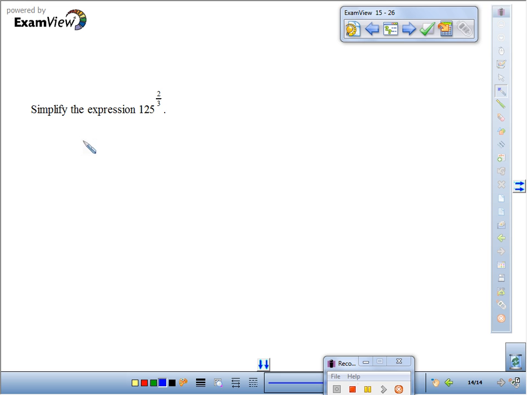15, it says, simplify the expression 125 to the 2/3. I'm going to write it big so you can see it. 125 to the 2/3. So now, that's 15, right? Yeah. No, I said 15. Here we go, 15. I need to rewrite this exponent. So I'm going to rewrite it like this. 125 to the 1/3 times 2.